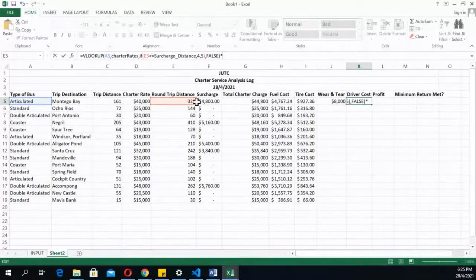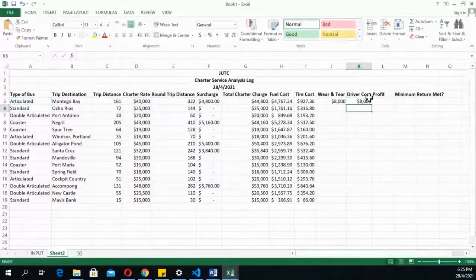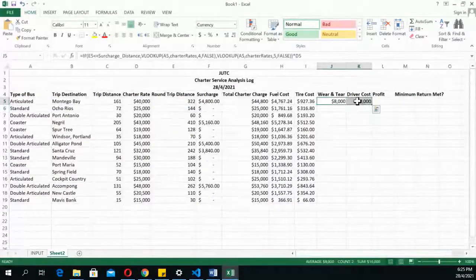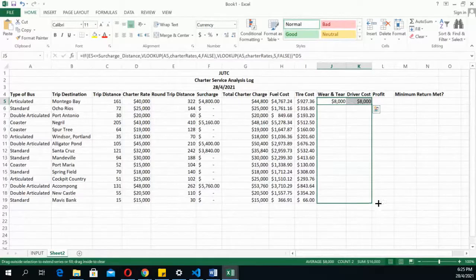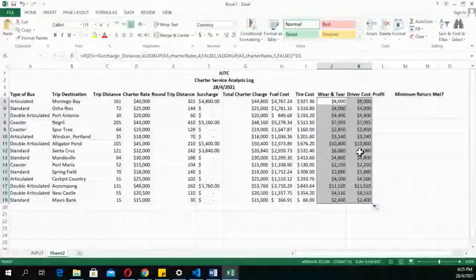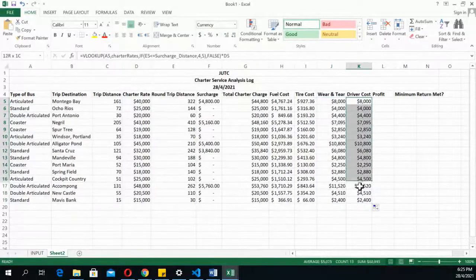And we're going to multiply the result of this by the charter rate, and you should get the same 8,000. And if we copy all of them down, they should give you the same answer. All right?